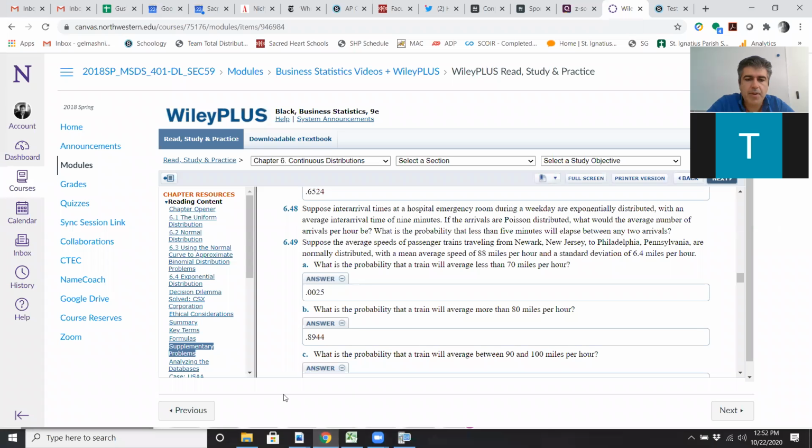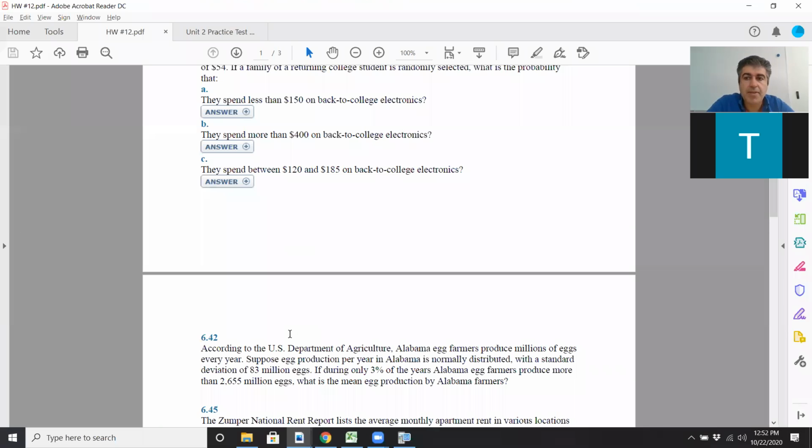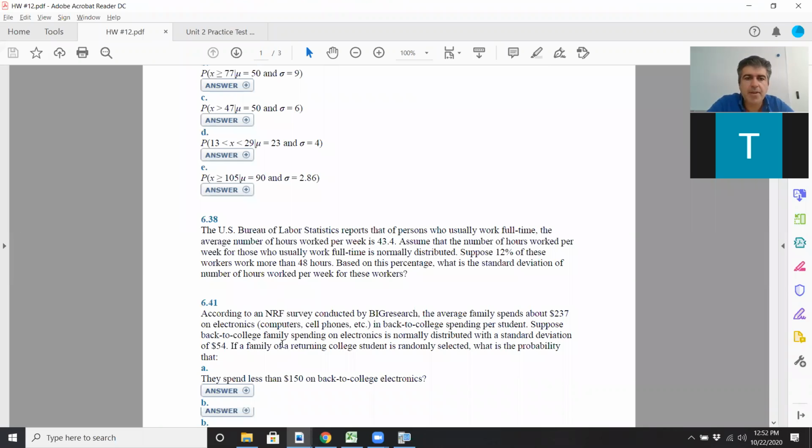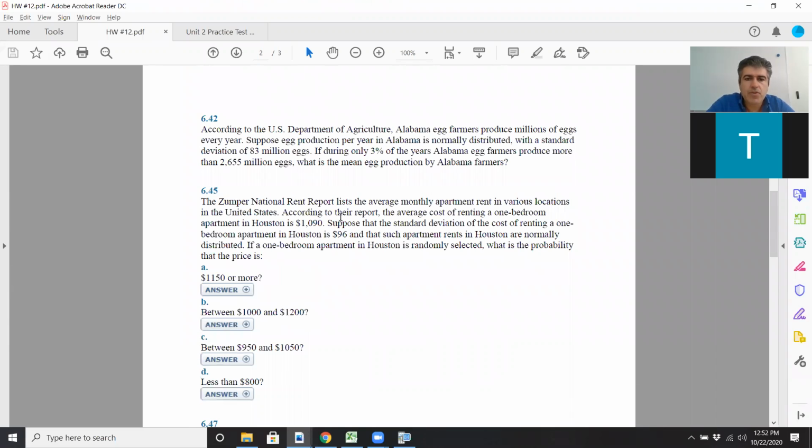Going back to our work here again. I'm glad I did that because I think that was when we had to talk about, again, 6.42, where we want the mean egg production. So it's a similar kind of situation as the previous problem.